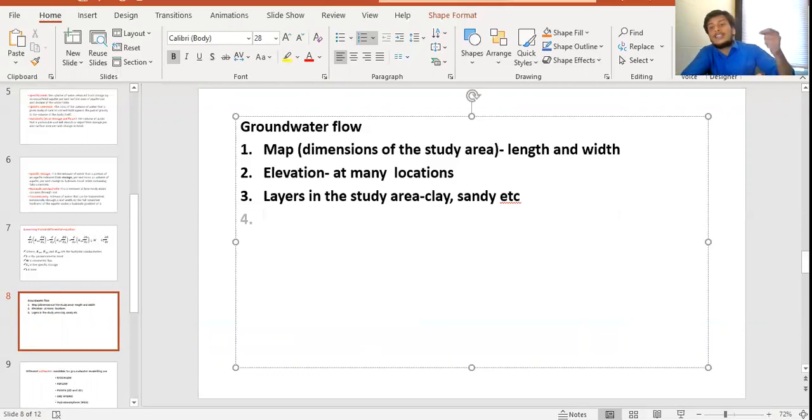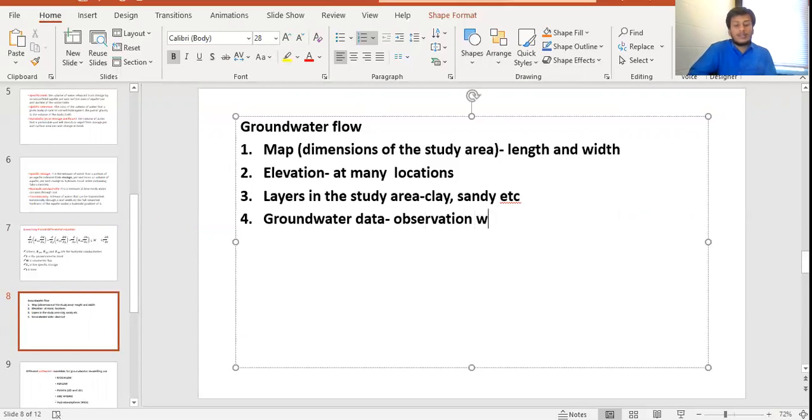It means we need some reference values of the existing observation values. So we need groundwater data, which could be from observation wells, piezometers, etc. How much data do you need? As much as we can. If we have more data, the more accurately we can replicate the real condition. So that is what we need.